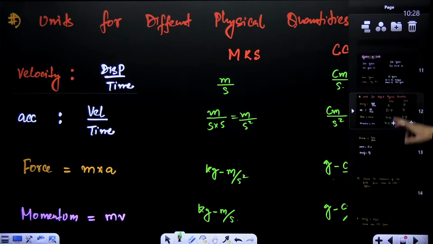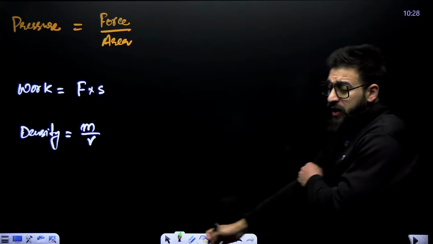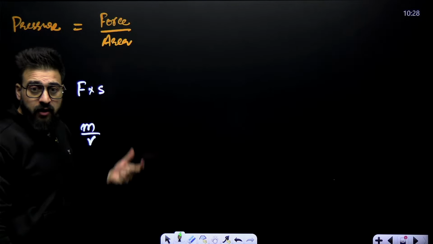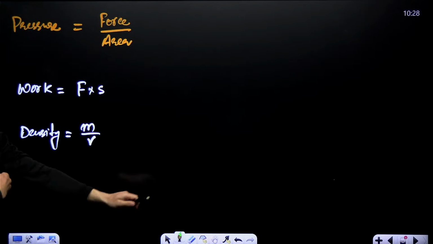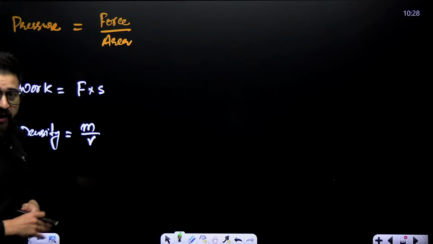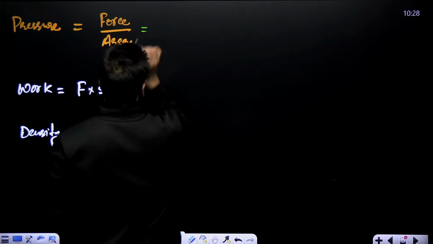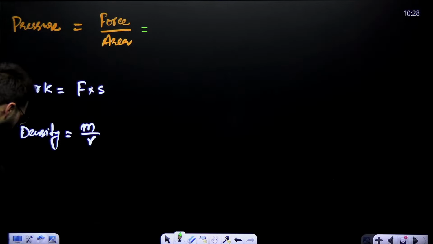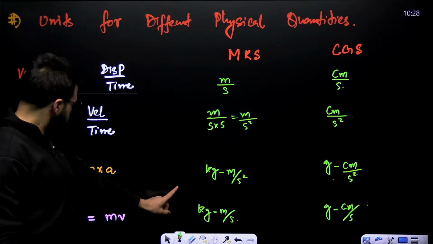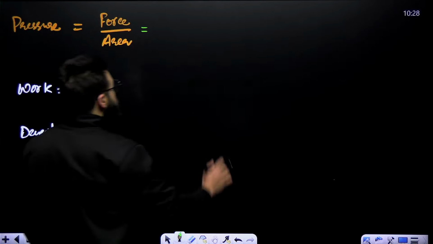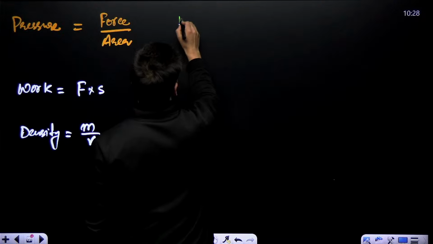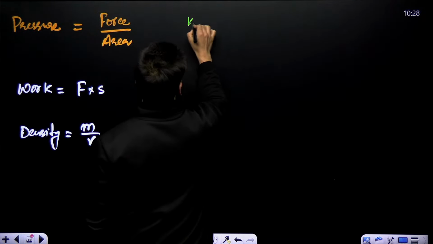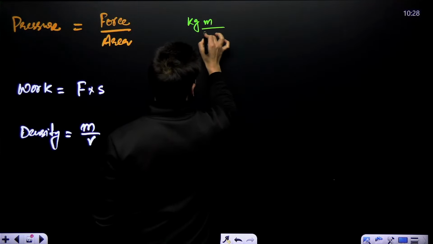Let's move on to the next one. Pressure. What is pressure? Guys, pressure is force upon area. Now, my dear friends, in this particular case, what is force? The unit of force in MKS system we recently got, that is kg meter per second square. So I'll write it something like this, kg meter per second square.